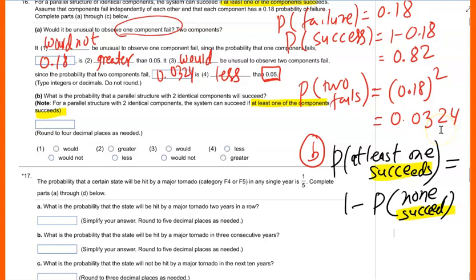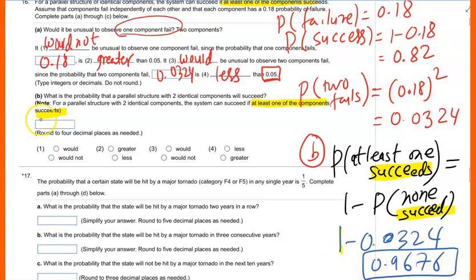0.0324. Therefore, here you do 1 minus 0.0324, you get 0.9676. Okay, and here you put 0.9676. Here round it to 4 decimal places, and that's the 4 decimals.